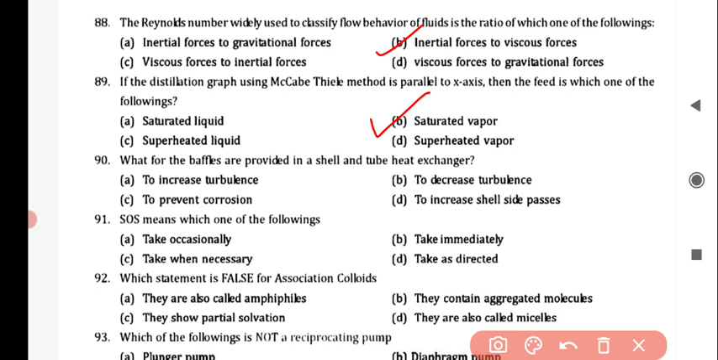Next question is, what for the baffles are provided in a shell and tube heat exchanger? And the correct answer is option A, to increase turbulence. Next question is, SOS means which one of the following? And the correct answer is option C, take when necessary.